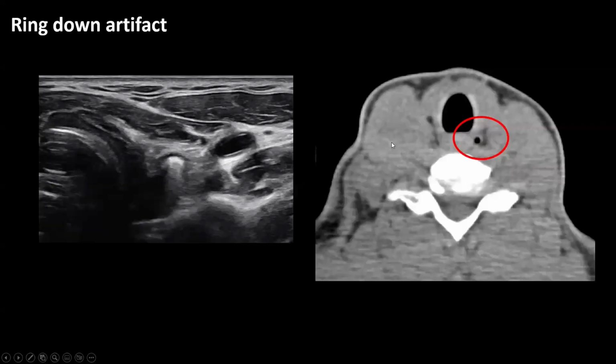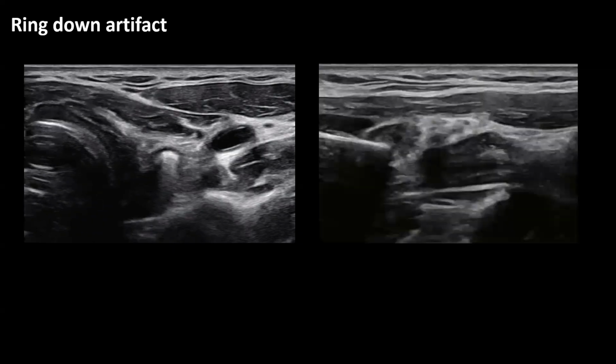Let's move on to the fourth case. This case highlights the ring-down artifact seen in esophageal diverticulum. It is distinct from the strong posterior shadowing seen with calcifications. Air is also clearly visible on CT imaging. In this short video, we show both the connection to the esophagus and the ring-down artifact.